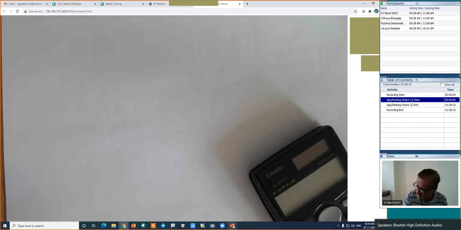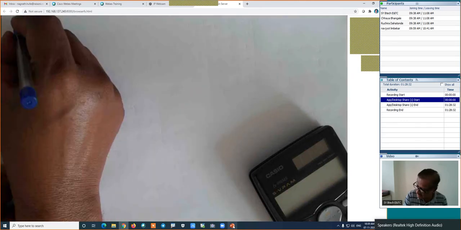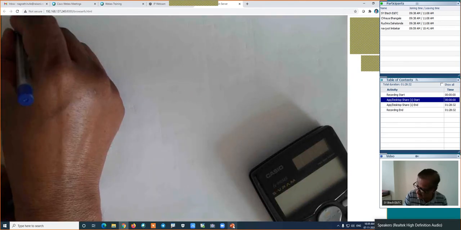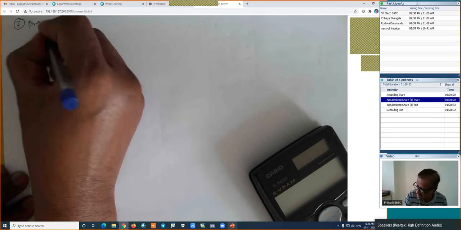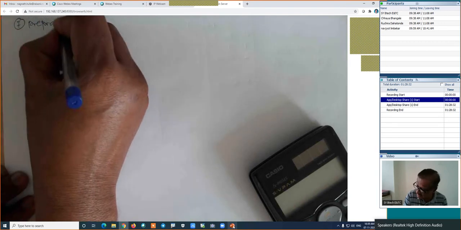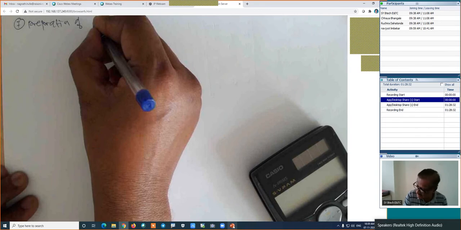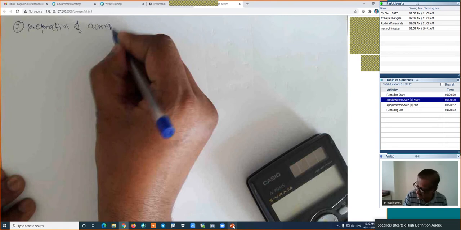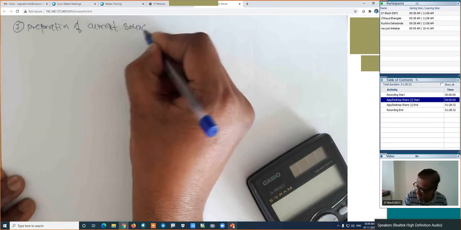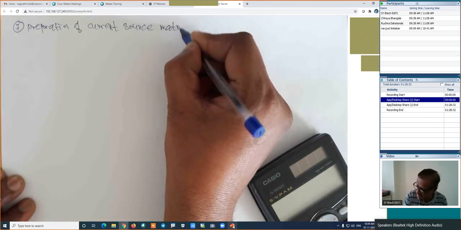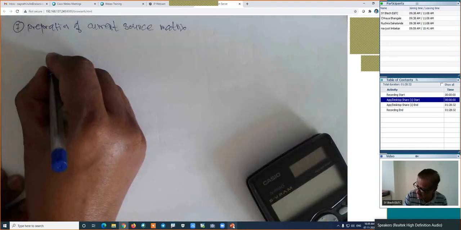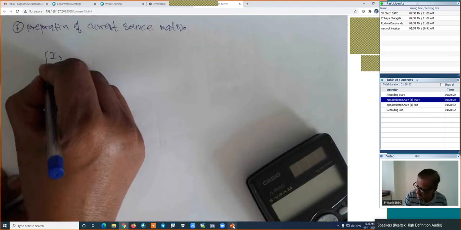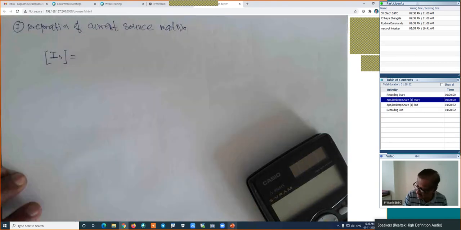Here, this is the step number 7. Preparation of the current source matrix. IS. How will be the IS? This current source matrix, which is equal to. Who will prepare that current source matrix?